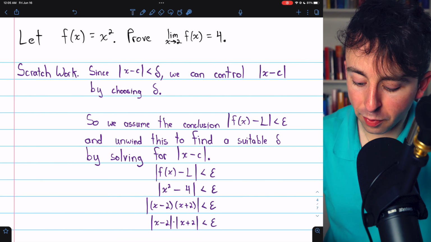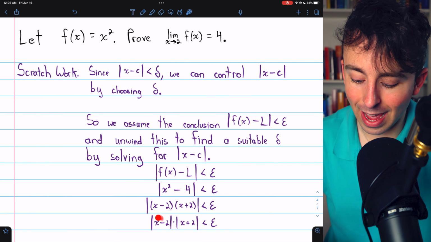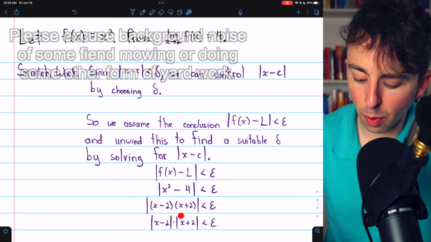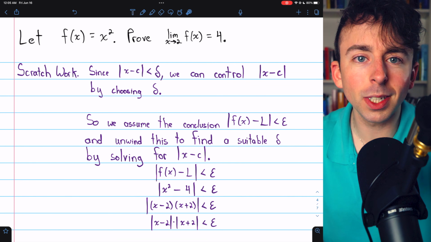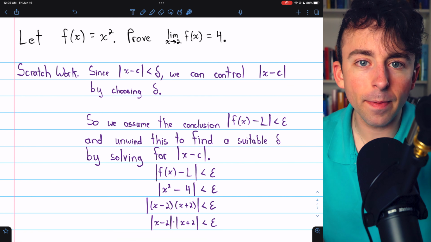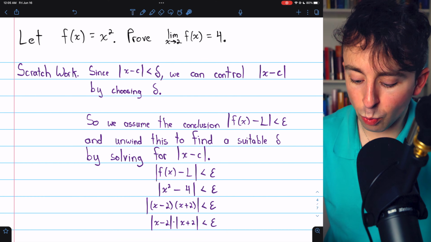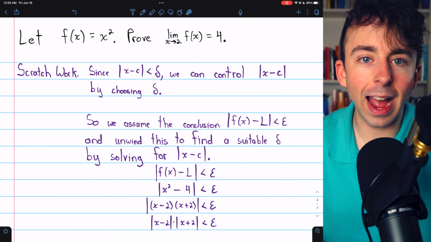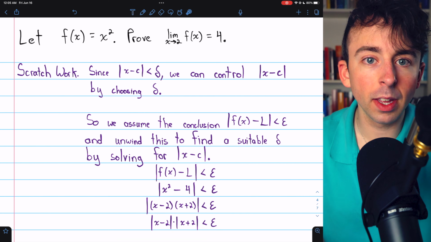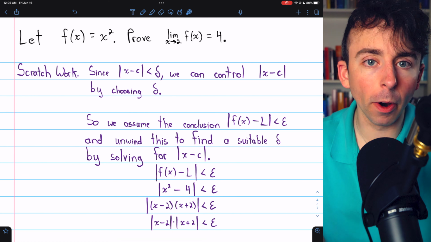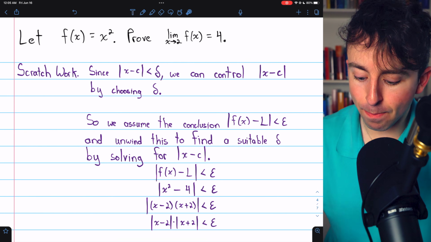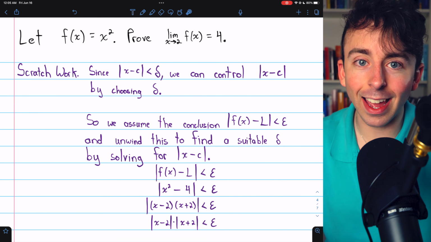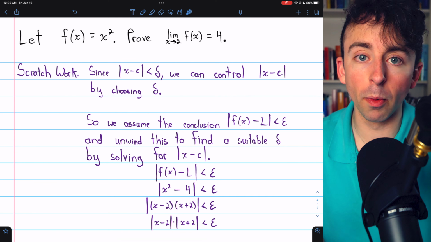This is pretty good. We've almost solved for the absolute value of x minus 2. We can make that as small as we want by choosing an appropriate delta. But what do we do about the absolute value of x plus 2? Can we say anything about that? Well, yes we can, because we can make x as close to 2 as we want. For example, we could force x to be within 1 of 2, in which case x could be no more than 3. But that puts an upper bound on the absolute value of x plus 2. In that case, the absolute value of x plus 2 could be no more than 5.